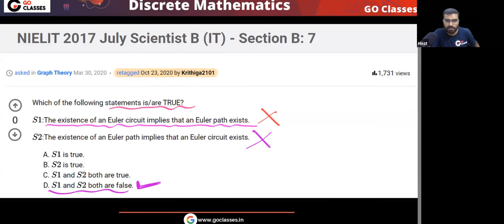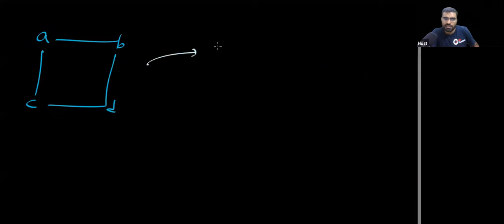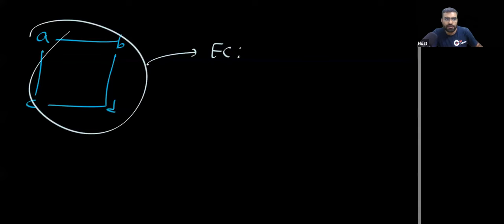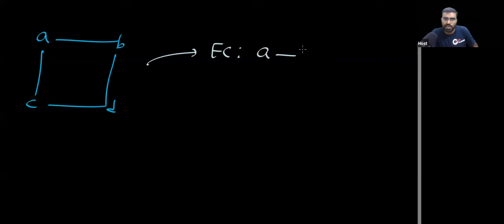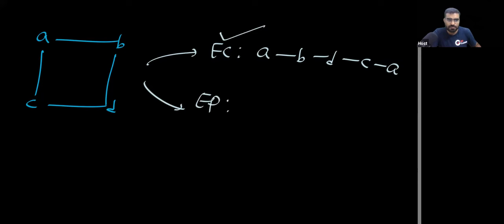You can take this example also if you want. Consider this example: A, B, C, D. Is there an Euler circuit? Give me an Euler circuit in this graph. You can give me A, B, D, C, A. So the Euler circuit exists. Is there any Euler path?